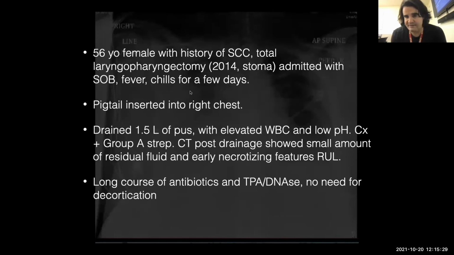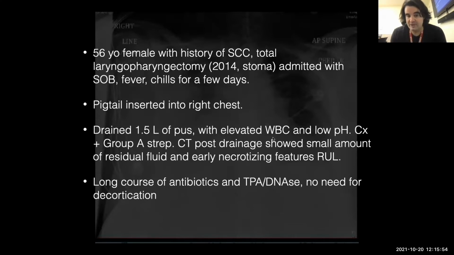So given the story, fever, chills, there was a pigtail inserted in the right chest to drain this off. The patient obviously did present with this pneumonia-like syndrome and parapneumonic effusion. Based on the ultrasound images, it looked like this was indeed a pleural effusion. So with putting the chest tube in, they drained off about 1.5 liters of frankly purulent material, with an elevated white cell count and a pH, I think it was around 7.12.